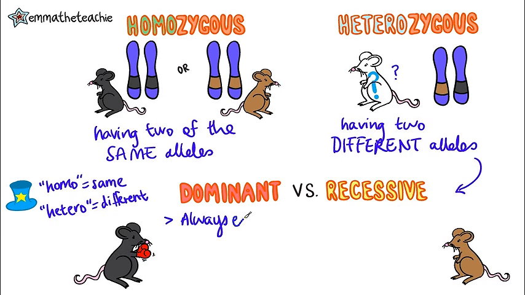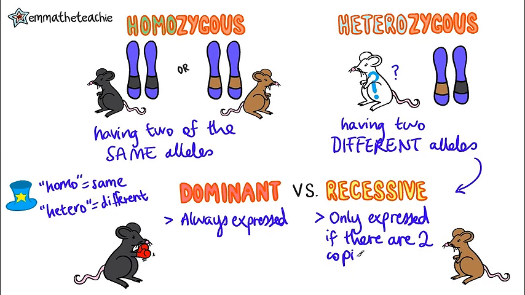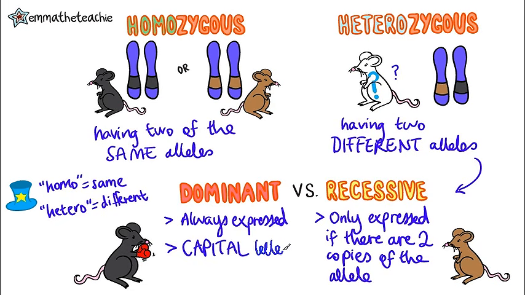There are two types of alleles. Dominant alleles are always expressed or shown, whereas recessive alleles are only expressed or shown if there are two copies of that allele, i.e., both of the alleles are the same. We represent dominant alleles with capital letters, whereas recessive alleles are shown by lowercase letters. You'll get told which allele is dominant and which is recessive, so you don't need to memorize that. In this case, black fur is the dominant allele, so it gets the big B, and brown fur is recessive, so it gets the small b.